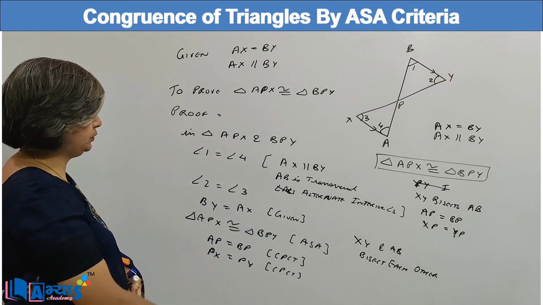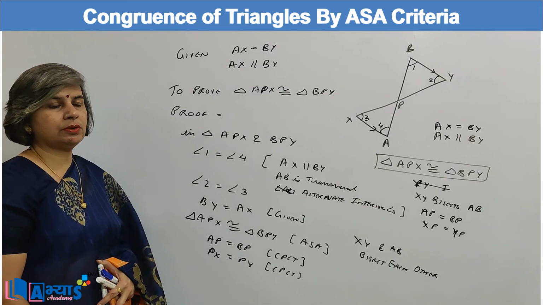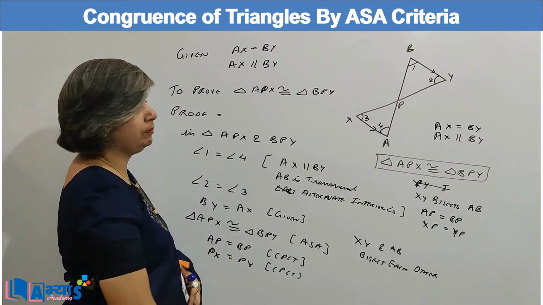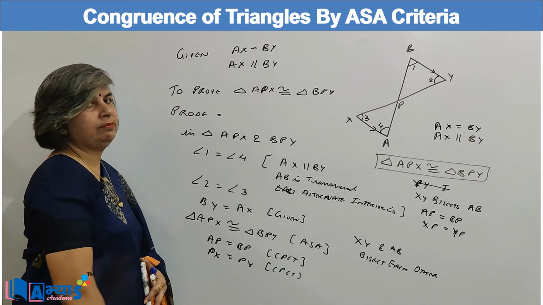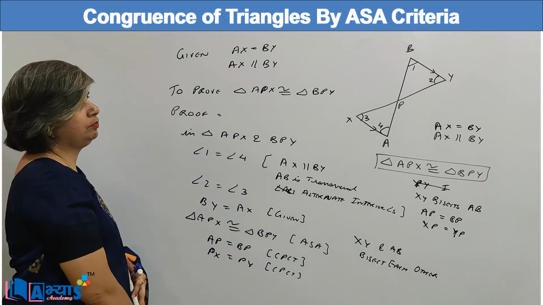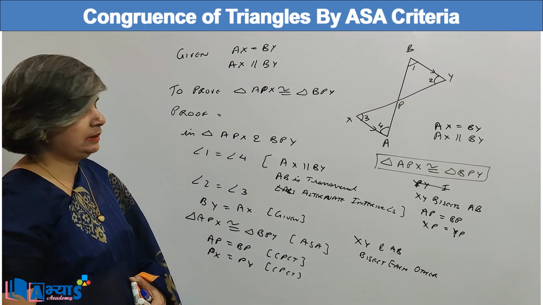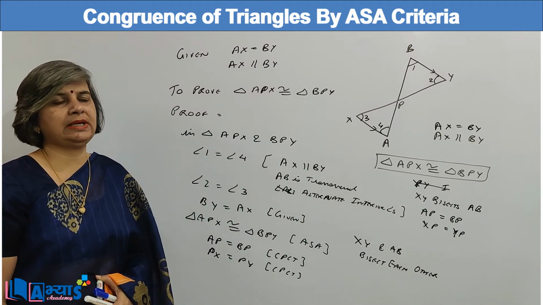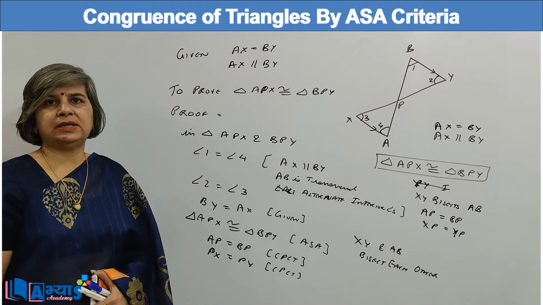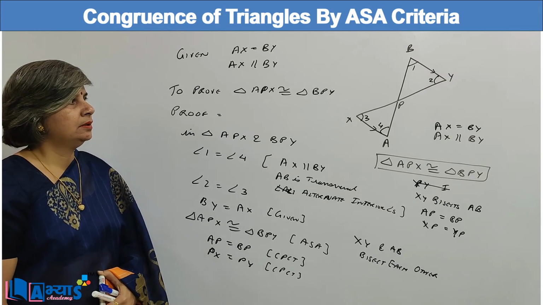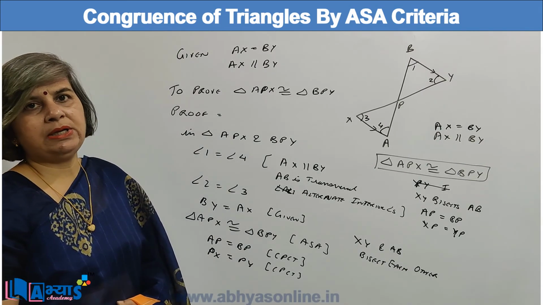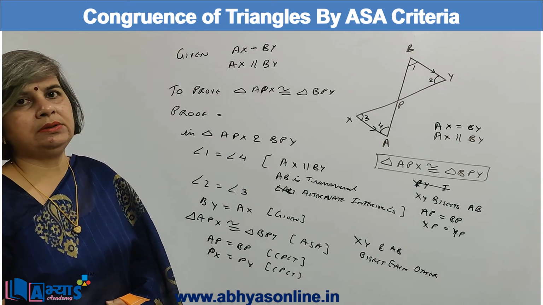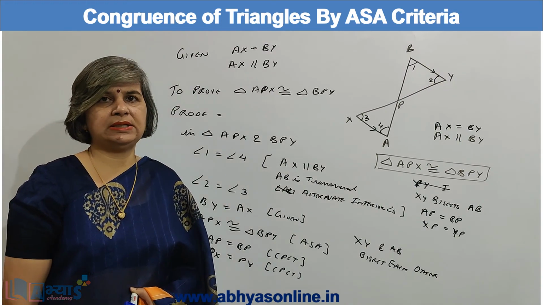For this, we have used the corresponding parts of the congruent triangles, that means AP and BP and PX and PY, because AP is equal to BP, CPCT, and similarly PX is equal to PY. That means they are the corresponding sides of the two triangles and hence they are equal. So we can say that AB and XY intersect each other at P, or we can say they bisect each other at P.